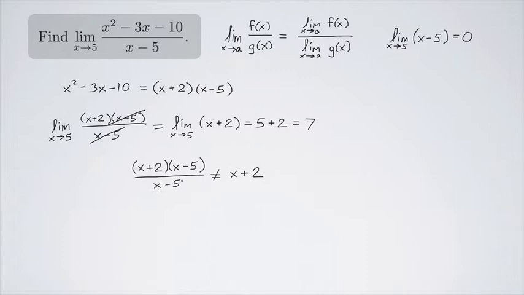When you're taking a limit, though, you have no problem saying that the limit of x plus 2 times x minus 5 over x minus 5 equals the limit of x plus 2, because the limit doesn't care what happens at 5. It only cares about what happens as you get close to 5. So there's no problem there. To really see this, let's look at a graph.